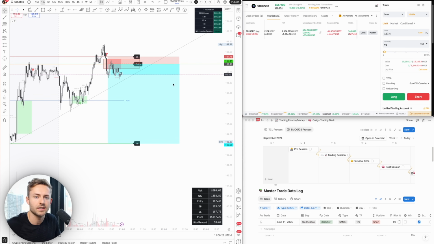I'm going to see if this low can break. I'm going to sort of step away and let this trade develop, and hopefully we can get a big move down and a big move into our direction.